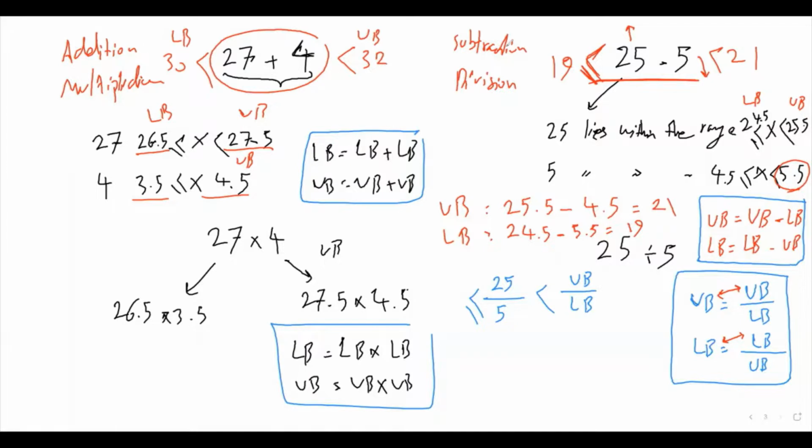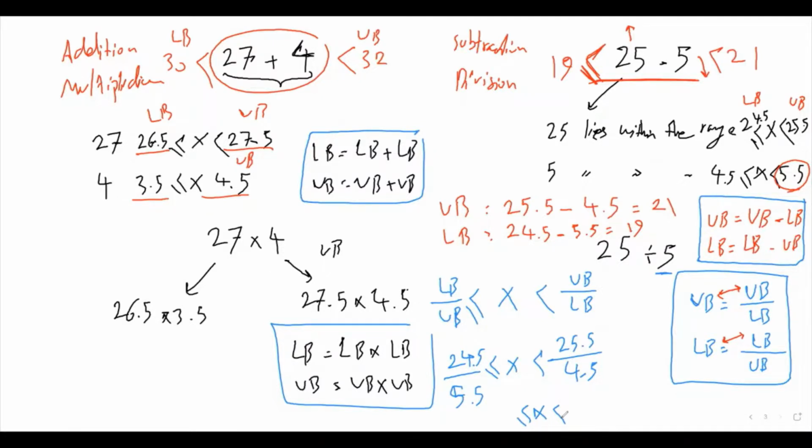And let me complete this inequality. Here I have lower bound over upper bound. Now, let's replace them one by one. 25.5 in the middle, it should be x. The upper bound of 25 would be basically 25.5, you already know that. The lower bound of 5 is 4.5. So the lower bound of 25 is 24.5, and the upper bound of 5 is 5.5, right?